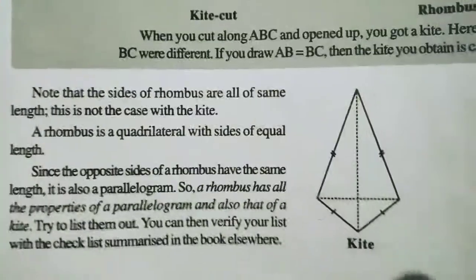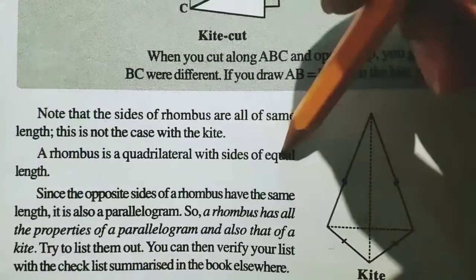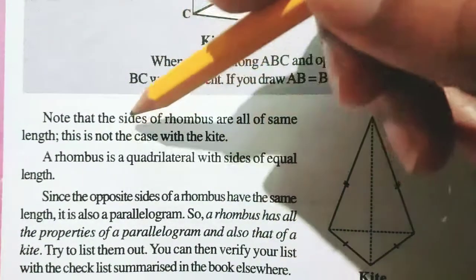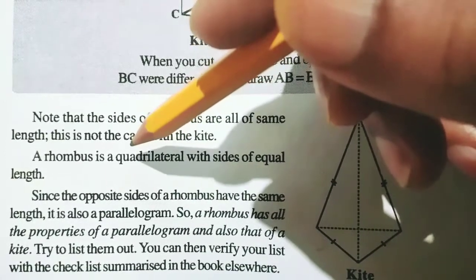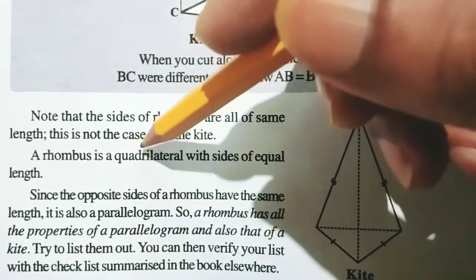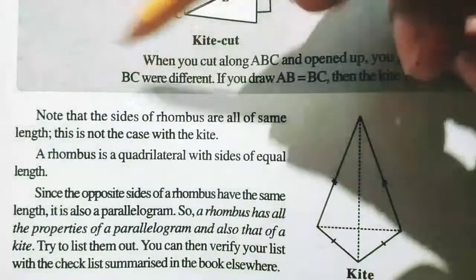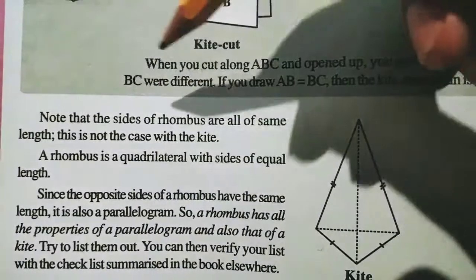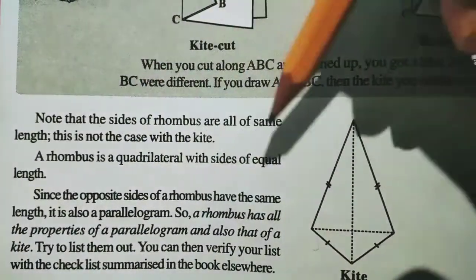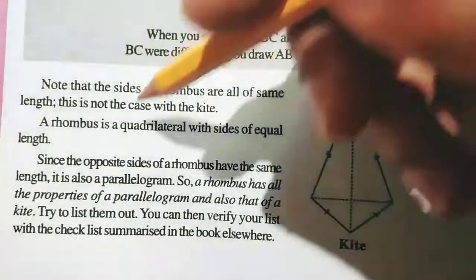Here it is written in the paragraph, a rhombus is a quadrilateral with sides of equal length. That means a rhombus is also a quadrilateral. In the starting I told you that a quadrilateral means any figure which has four sides. A rhombus also has four sides, so it is called a quadrilateral. So it is in the group of quadrilaterals, but all sides are of equal length.